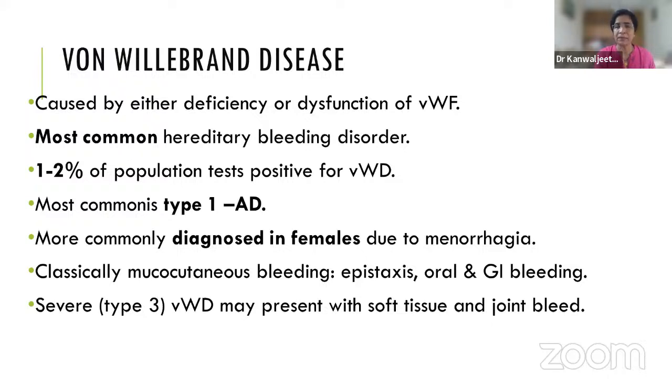Actually, it is equally common in males and females, but is more commonly diagnosed in females due to the menorrhagia occurring in females. So that is the reason. And type 1 is a mild disease, so it manifests later in age with menorrhagia. It classically presents as mucocutaneous bleeding, either epistaxis, oral or GI bleeding. The severe type is very rare, fortunately, and it may present with soft tissue and joint bleeding at an early age.